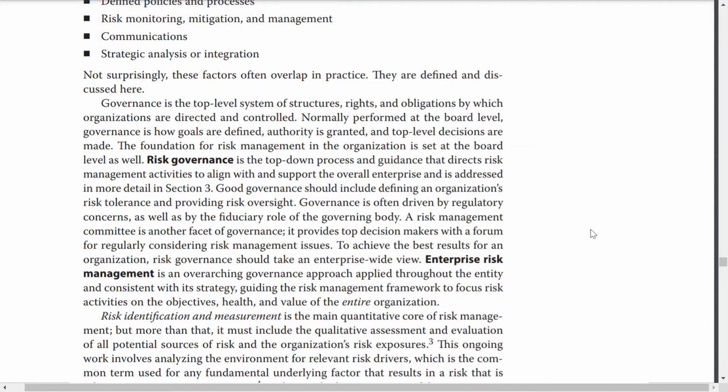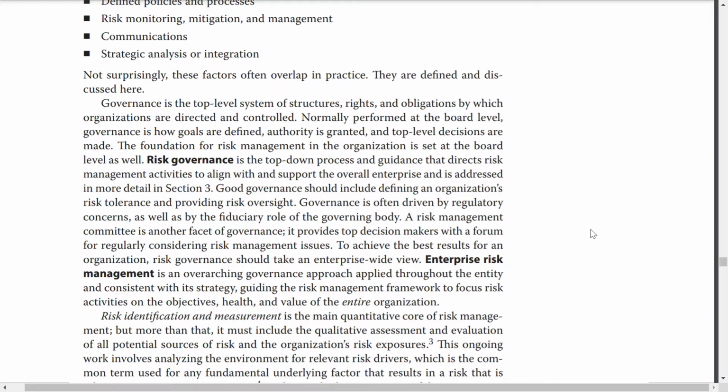Governance is the top-level system of structure, rights, and obligations by which organizations are directed and controlled. Normally performed at the broad level, governance is how goals are defined, authority is granted, and top-level decisions are made. The foundation of risk management in the organization is set at the broad level as well. Risk governance is the top-down process and guidance that directs risk management activities to align with and support overall enterprise goals, and is addressed in more detail in section 3. Good governance should include defining an organization's risk tolerance and providing risk oversight.